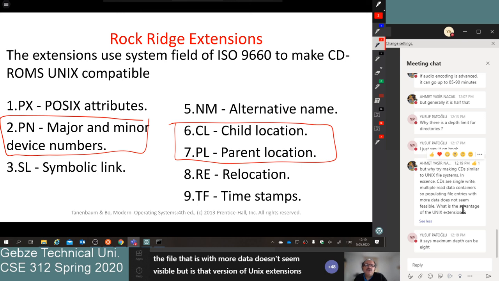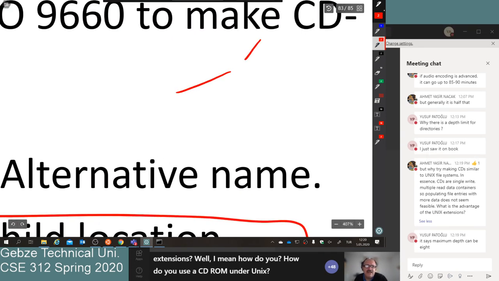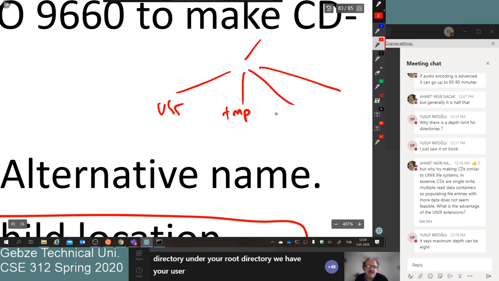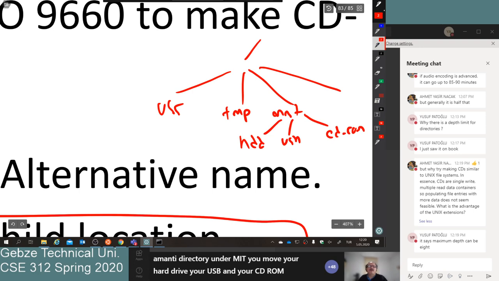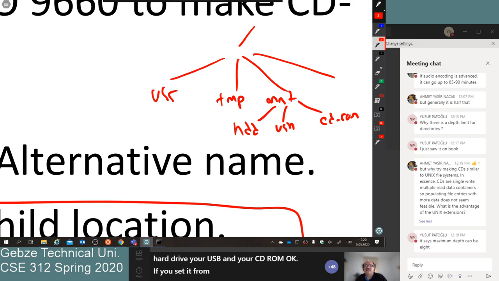Well, how do you use a CD-ROM under UNIX? You mount it, right? You have your root directory. Under your root directory, you have your user directory, TMP directory, and MNT directory. Under MNT, you mount your hard drive, your USB, and your CD-ROM. If you switch from the root directory to MNT, then CD-ROM, when you make a list, what would you expect? I would expect to see a regular Unix directory with read, write, execute permissions, etc.